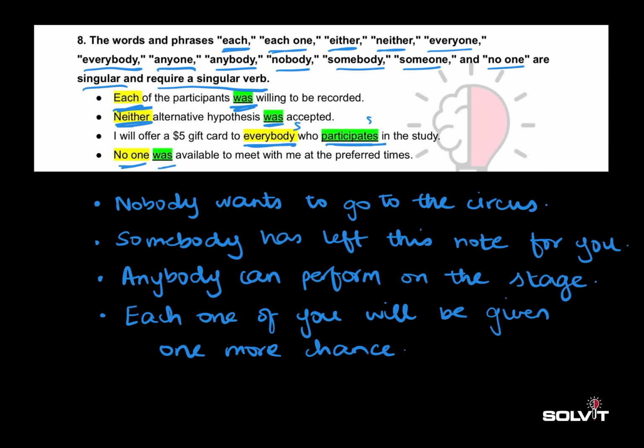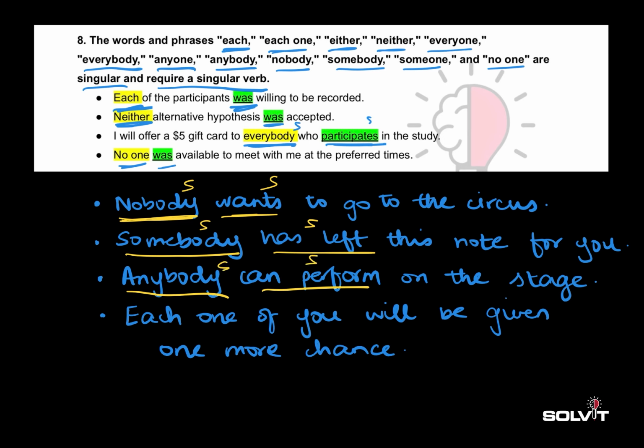I've just written a few more examples for you. The first one is: nobody wants to go to the circus. Nobody is singular and wants is also singular. Somebody has left this note for you. Somebody is also singular and has left is also singular. The third one is: anybody can perform on the stage. Anybody is singular, can perform is also singular.